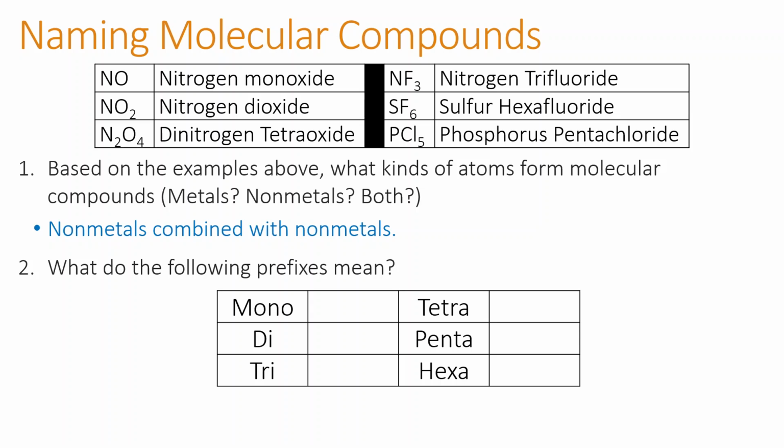So you probably noticed that we have some prefixes. We have mono, di, tri, that's 1, 2, 3. Tetra is 4. Penta is 5. Hexa is 6. Hepta would be 7. Octa would be 8. Nona is 9. Deca is 10.